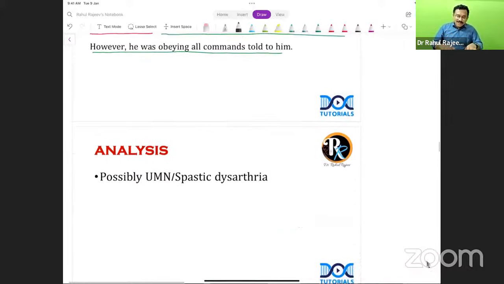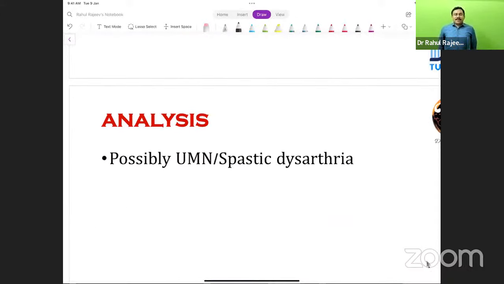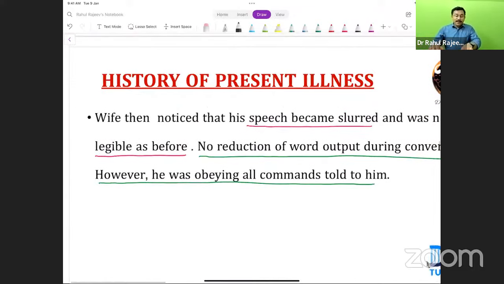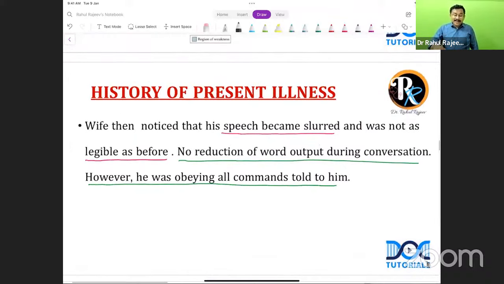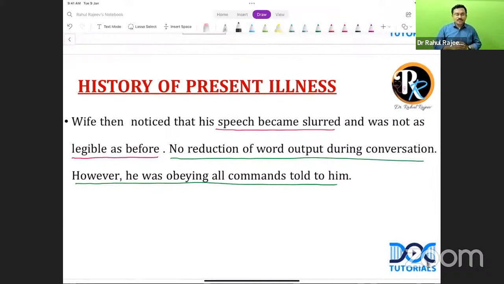So we have analyzed this. So this is possibly a UMN dysarthria. How did I understand it is a UMN dysarthria? You tell me. I'm asking you in the chat box. How did I understand it is a UMN dysarthria? Okay. Why not? Because all it is given is legible. Are you a magician to understand this is a UMN dysarthria? You tell me. How did you understand?